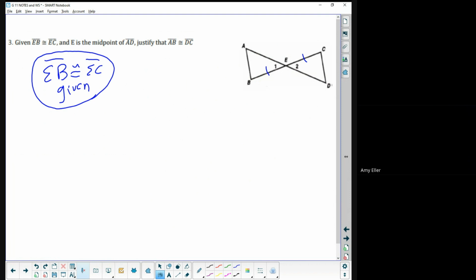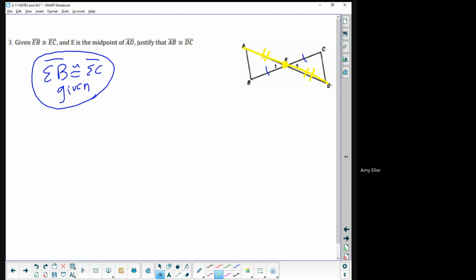E is the midpoint of AD. So everybody look at where AD is. Here's AD. And they said E is the exact middle. So what are they trying to tell me with that? What two parts have to be the same? More letters than that. Doesn't it mean this matches this? Right? If it's the middle, the two sides match.